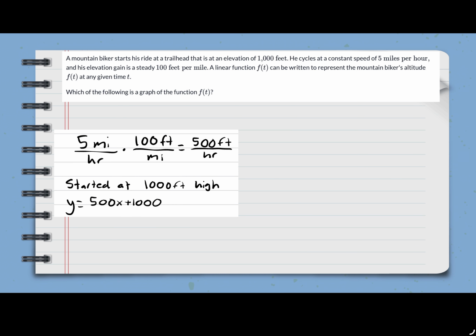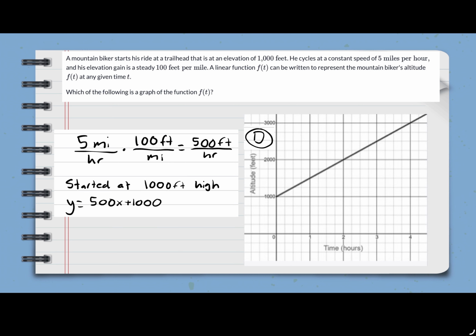So the correct answer choice from our options is D, because if you look at this graph here, you'll see we have a y-intercept of 1,000, and we do have a slope of 500 as well, meaning after 2 hours, our mountain biker will have climbed 1,000 feet, and we see that after 2 hours, there's a total elevation of 2,000 feet.